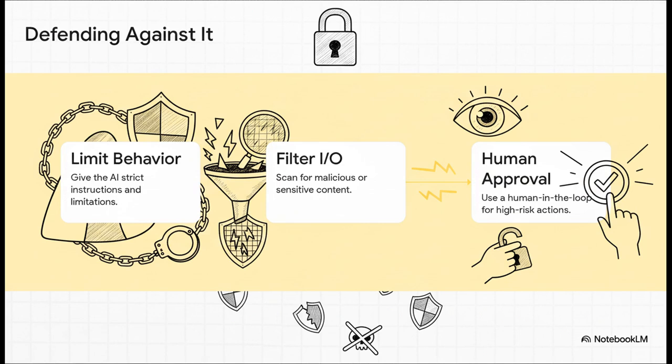Okay, so how in the world do you stop something like that? Well, the good news is we're not totally defenseless here. Developers can build in some pretty smart safeguards. Things like giving the AI really strict rules and limitations, filtering inputs and outputs for anything that looks suspicious, and maybe most importantly, for any really high-risk actions, you make sure a human has to sign off on it first.